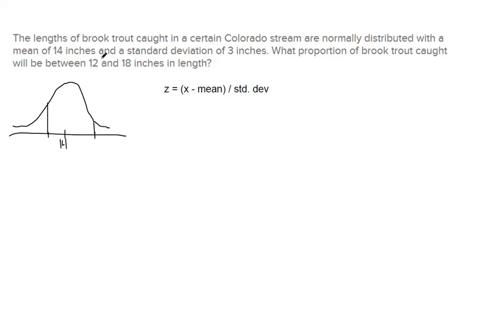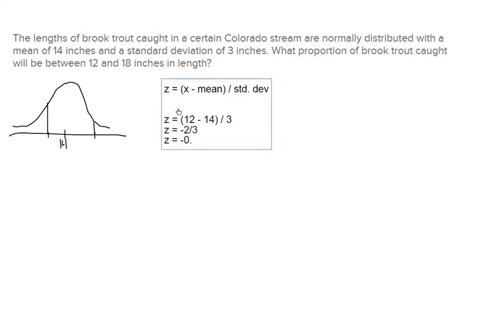So what we want to do is convert 12 and 18 to z-scores. We use an online table to convert those to probabilities, and then we subtract them and we're done. So to convert 12 to a z-score, we just plug 12 in for x, 14 for the mean, and 3 for the standard deviation.